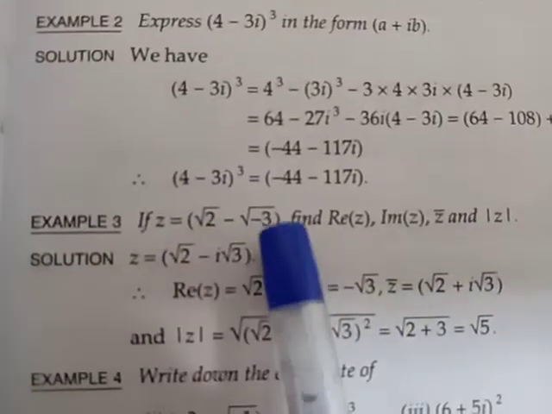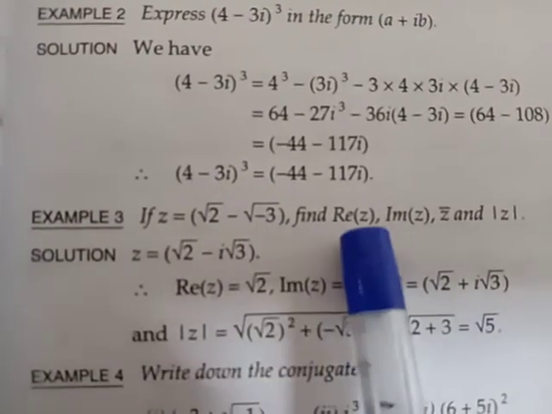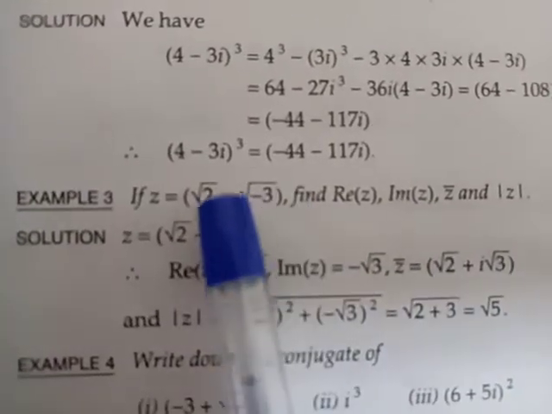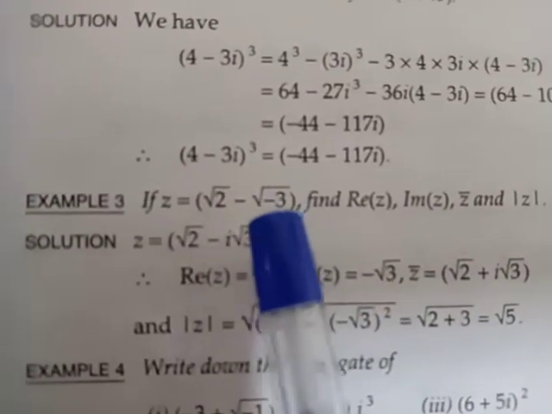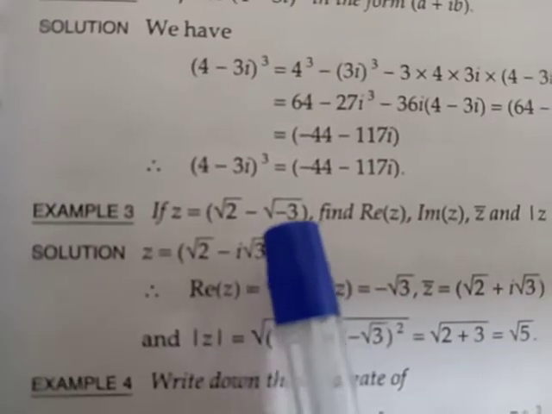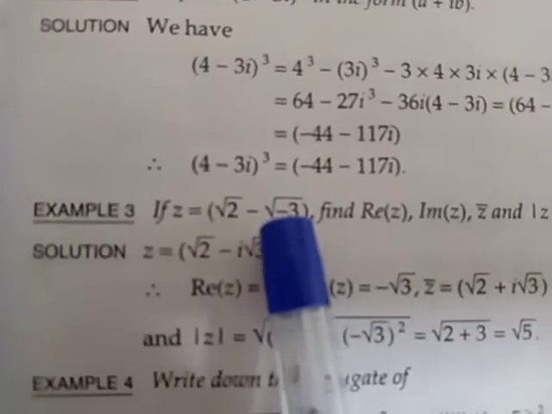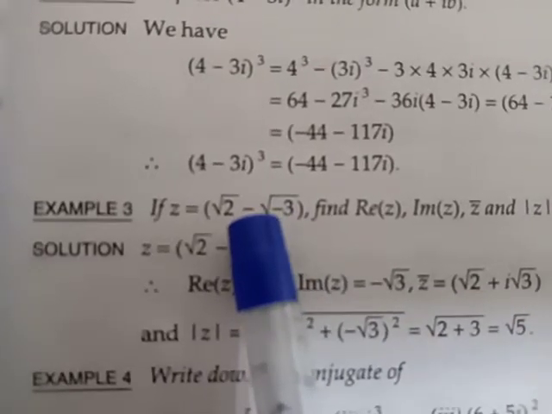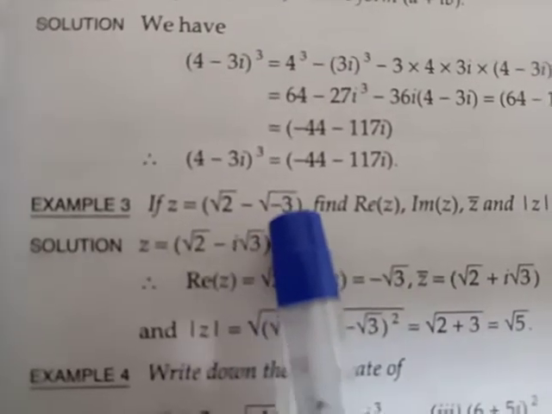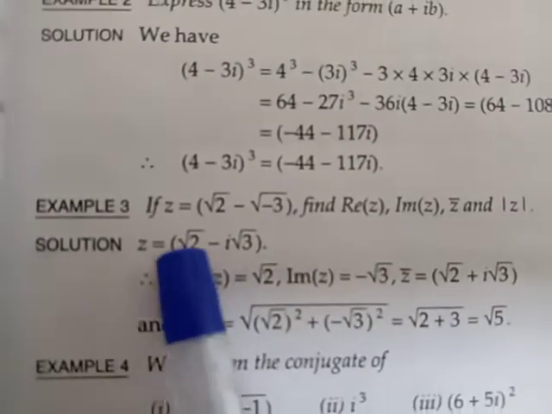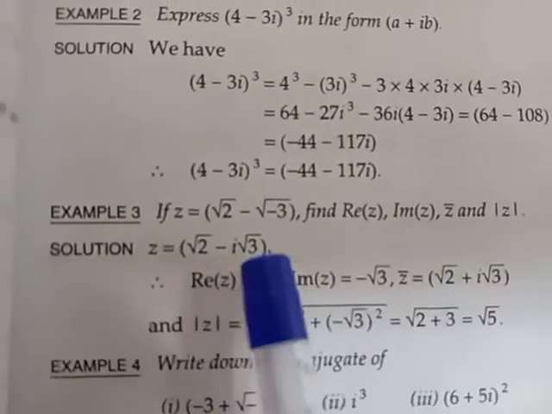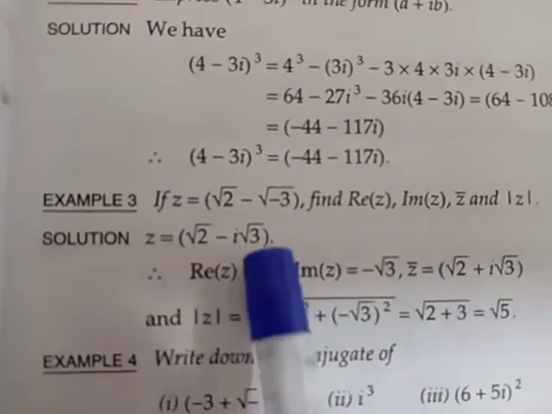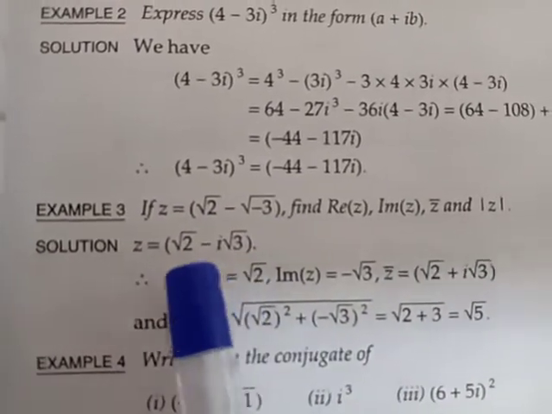So first we have to write it in the standard form in order to find the real part of z and imaginary part of z. We know that inside the square root we have minus 3. Minus 3 can be written as minus 1 into 3. Then minus 1 can be written as i square. That i square can be brought outside the square root as i. So it becomes i root 3. So z is equal to root 2 minus i root 3. Now we have written this complex number in standard form.